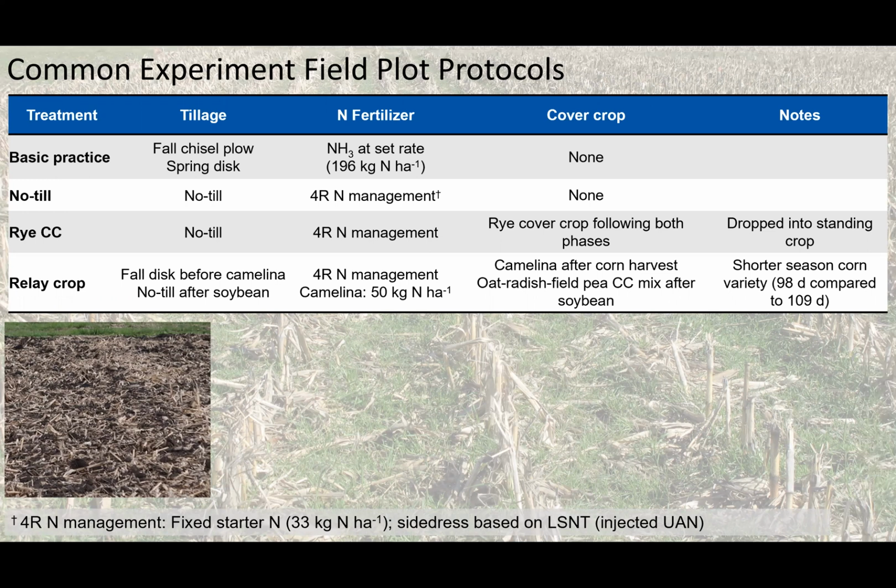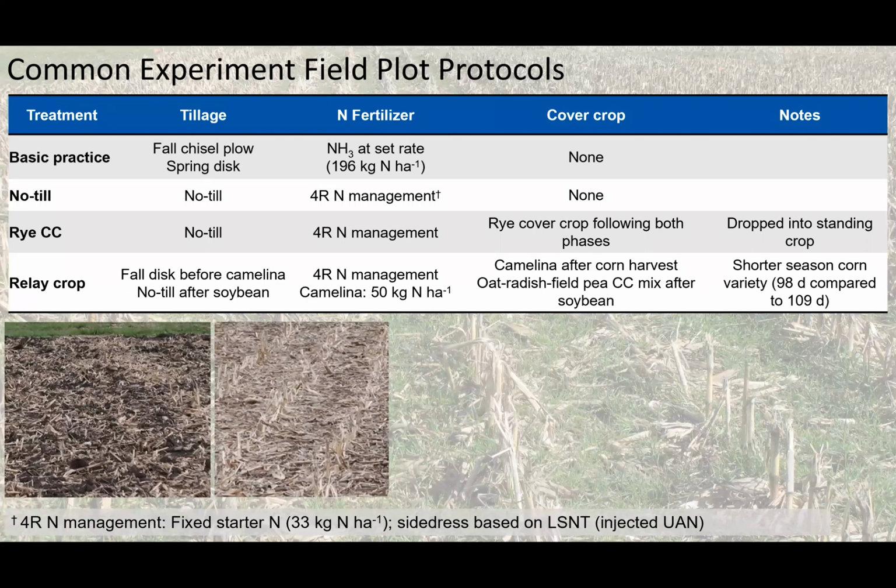Then we have a no-till system. Very similar, only we use 4R nitrogen management in those particular plots, and there is no cover crop. So what do I mean by 4R? Well, if you look down at the bottom here, I added some information. So we have a fixed starter nitrogen rate that we put down, 33 kilograms of N per hectare. And then we come back later on at about the V6 stage.